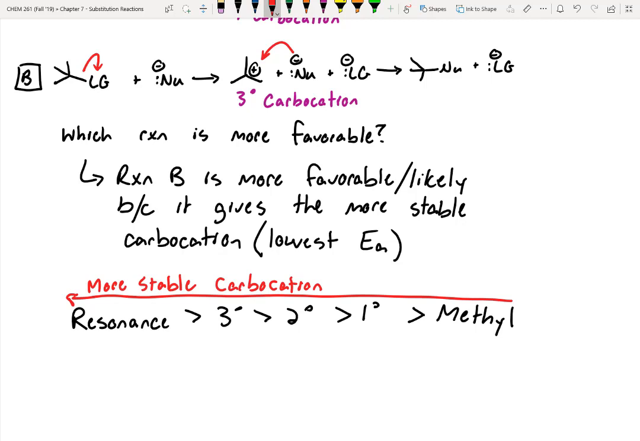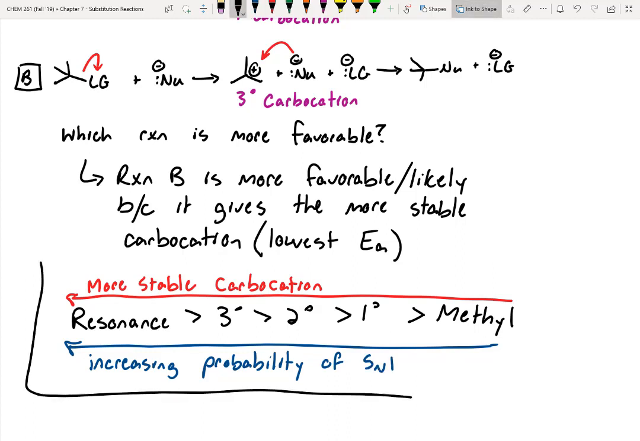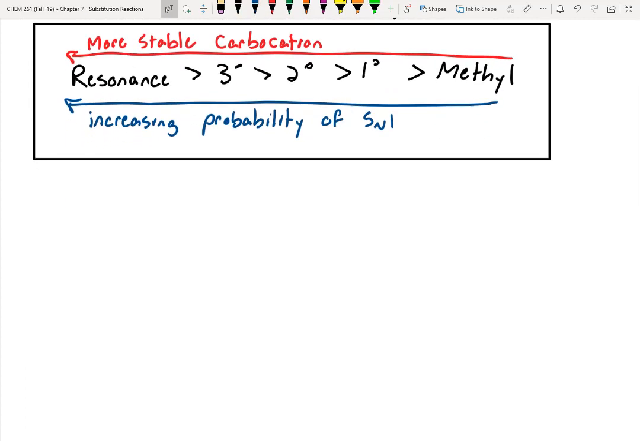All right. This also correlates to the probability of SN1 occurring. So increasing probability of SN1. This is really important when we think about this, right? Because in SN1 reactions, formation of the carbocation is the rate limiting step. Therefore, we always need to ask ourselves, what's the likelihood of making that carbocation? It's going to be a lot more likely if it's a stable carbocation, right? Make sense? All right, let's go on to an SN2 reaction.